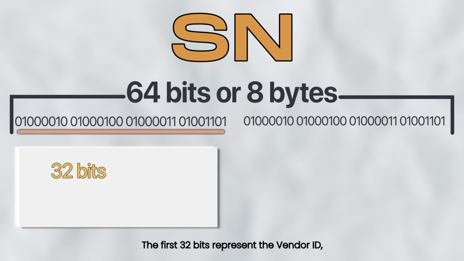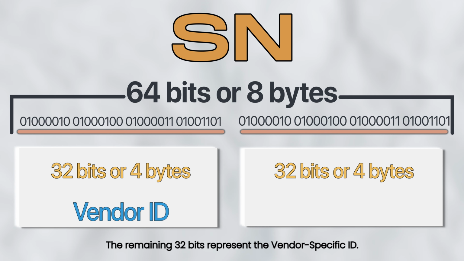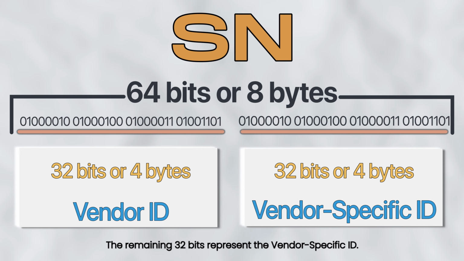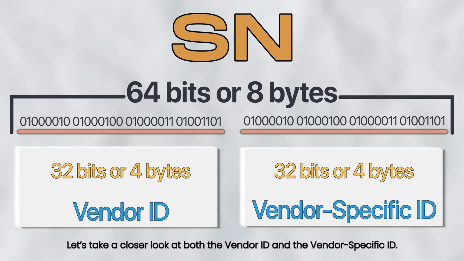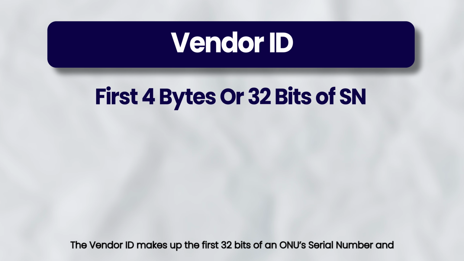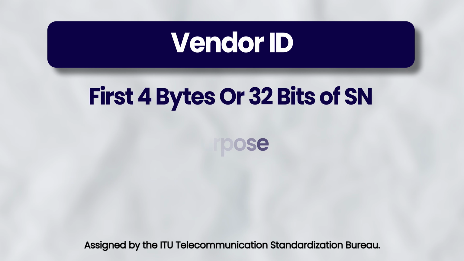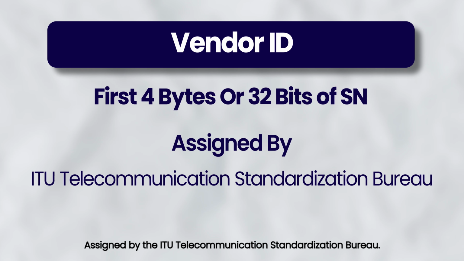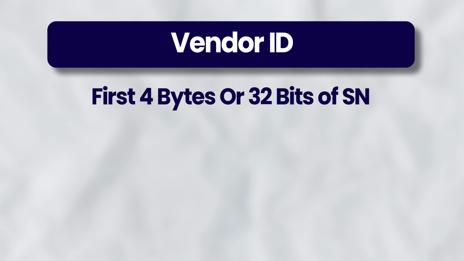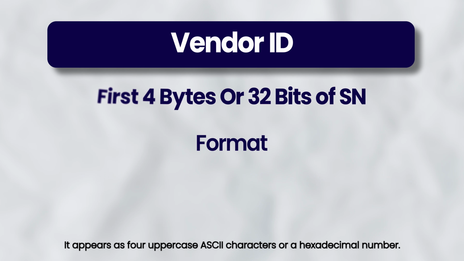The first 32 bits represent the vendor ID. The remaining 32 bits represent the vendor-specific ID. Let's take a closer look at both. The vendor ID makes up the first 32 bits of an ONU's serial number and identifies the device's manufacturer. Assigned by the ITU Telecommunications Standardization Bureau, it appears as 4 uppercase ASCII characters or a hexadecimal number.